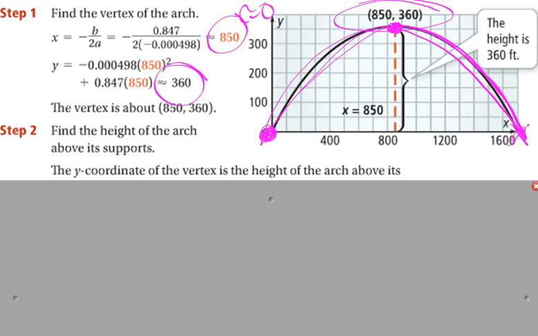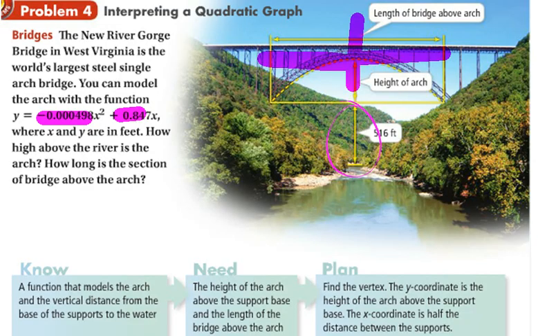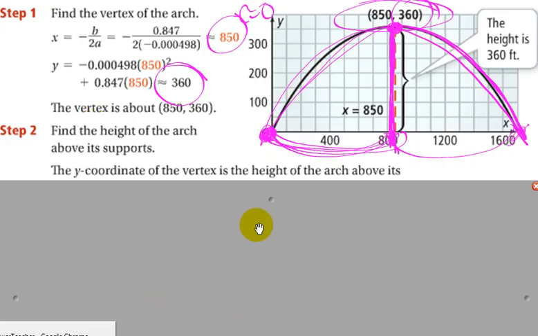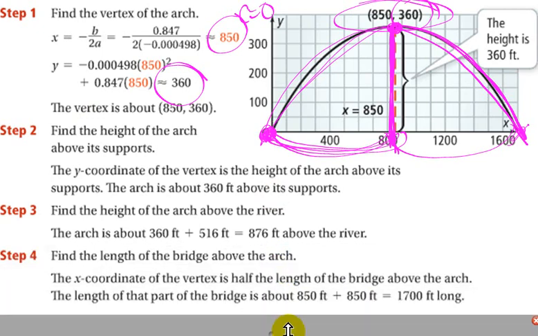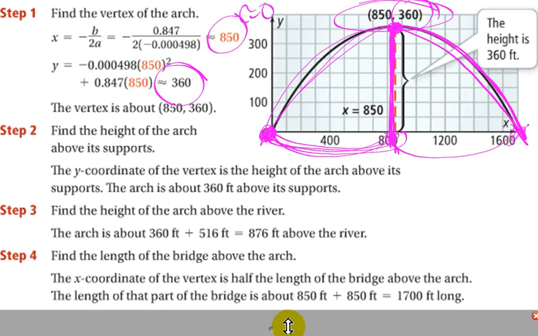So we know from the origin halfway to the vertex, the x value is what? 800. So the length of that bridge is 800 times 2, which would be 1600. And the height is going to be the y value, 360, plus that height underneath the bridge. 360 plus 516, and that's going to equal 876 feet. So it's 876 feet above the water, and it's 1,700 feet long.